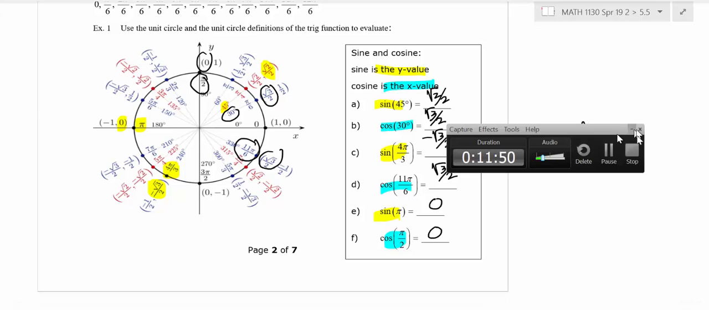Okay, so that'll wrap us up today. We'll finish this next time, and then we're going to get into graphing a little bit next time.